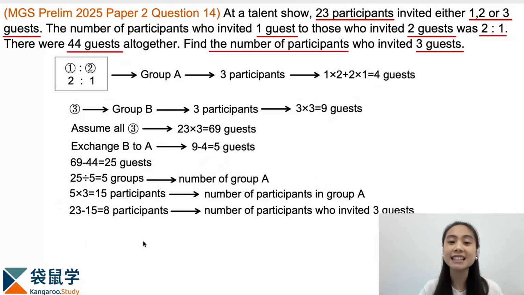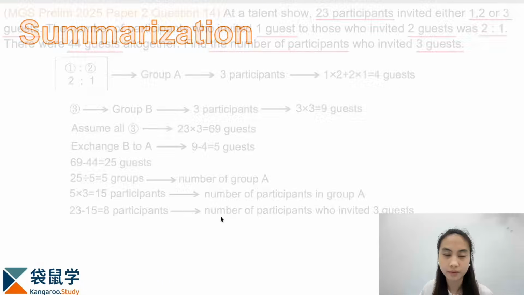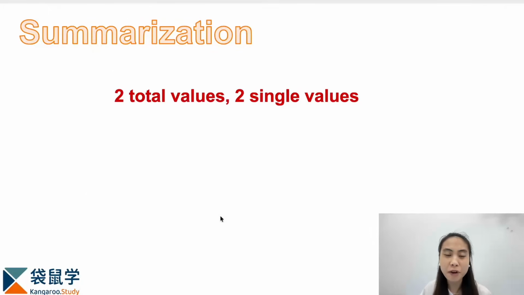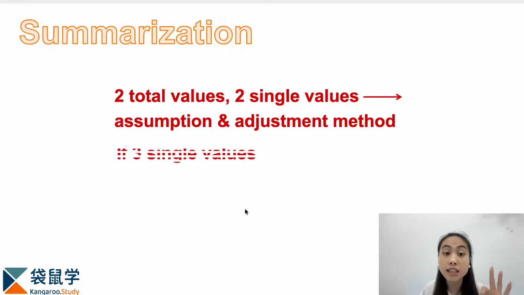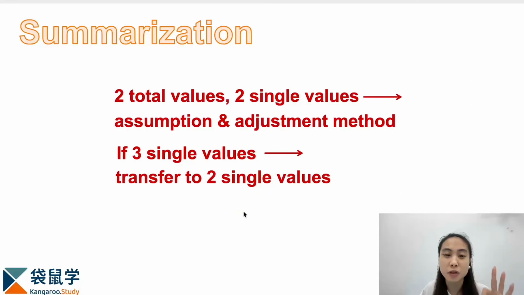And now let's summarize today's class. So if we can find 2 total values and 2 single values, then we can use the assumption and adjustment method. But if there are 3 single values, what should we do first? We should transfer 3 single values to 2 single values. Then we can use the assumption and adjustment method.